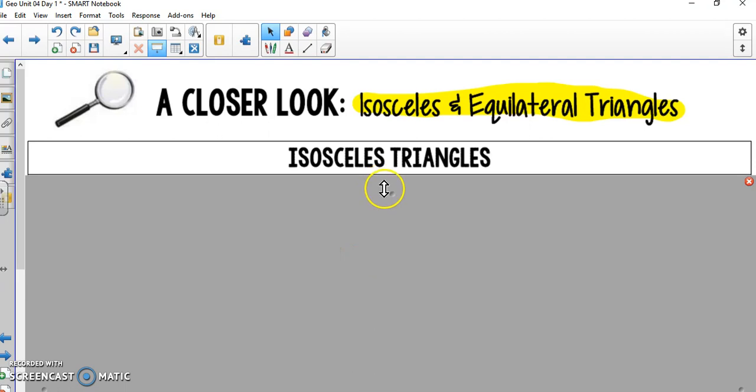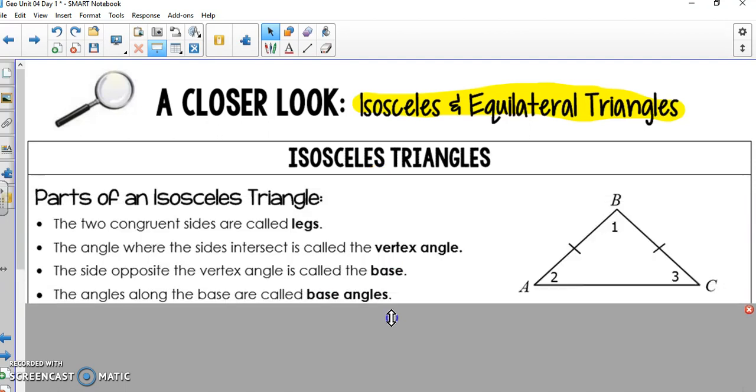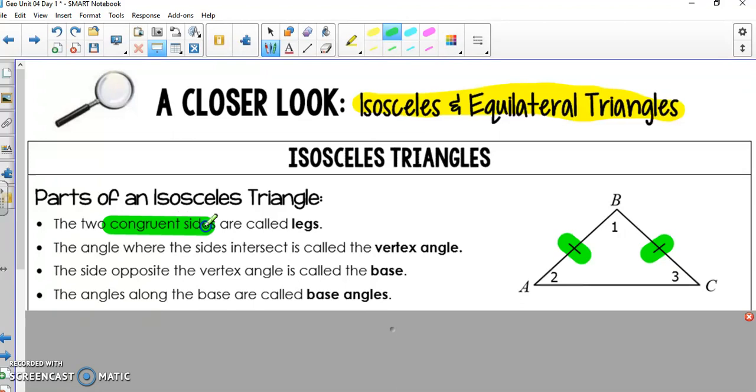Let's take a look first at isosceles triangles. First we're going to talk about parts of an isosceles triangle. Please draw this picture right here. It's very important when you're drawing this picture that we pay attention to things that are specific to an isosceles triangle, like these two dashes right here. These are the two congruent sides called legs.